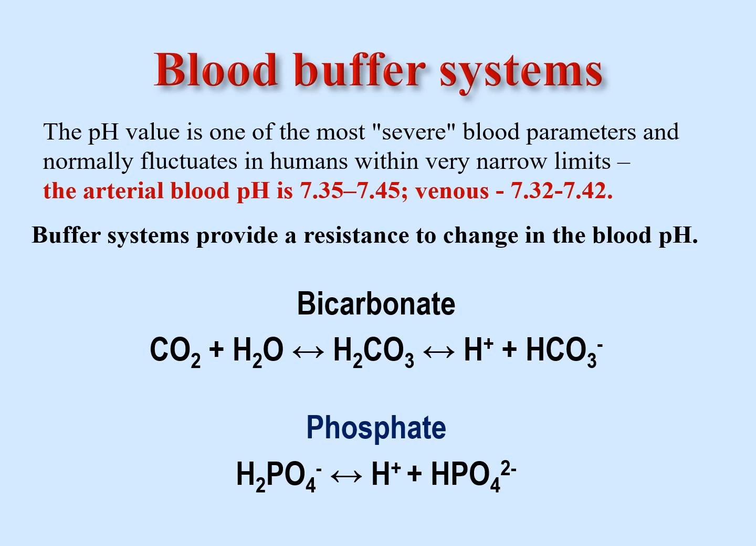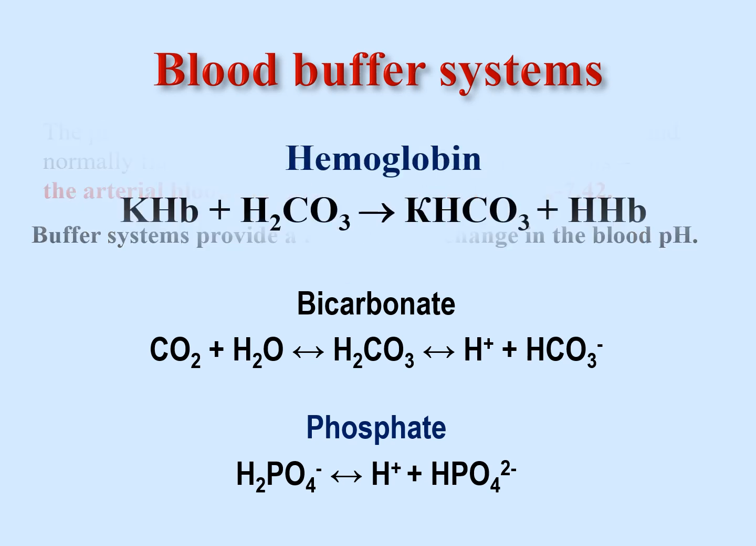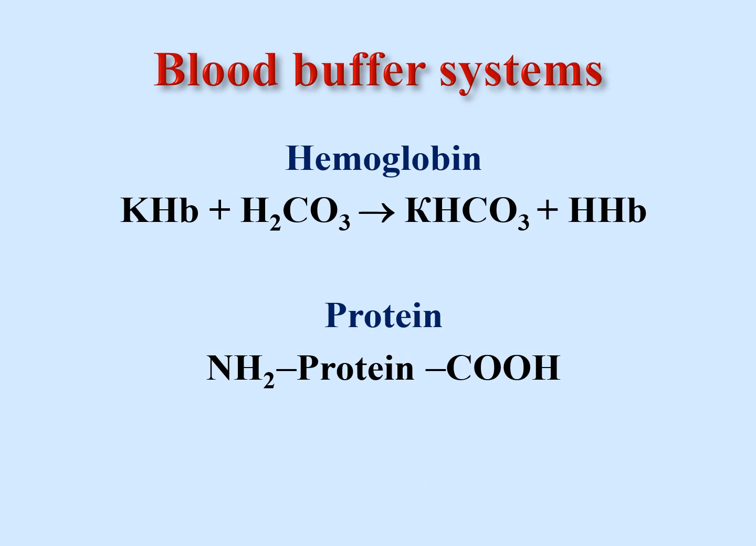Here you can find, first of all, bicarbonate buffer system. This is the most powerful buffer system in our blood. Phosphate buffer system. Hemoglobin buffer system, by the way, maybe we can give second place to the hemoglobin buffer system, and protein buffer system. We will discuss how these buffer systems realize this function in our practical classes.